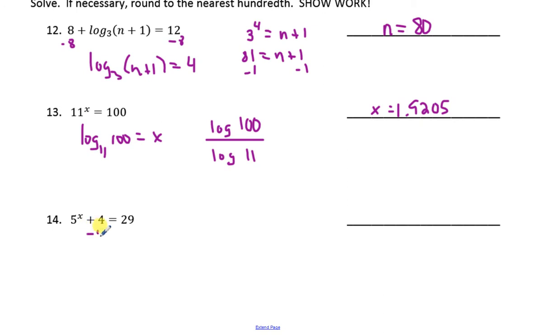This one, we get the x by itself, minus 4 from both sides. 5 to the x power equals 25. Now you probably know that x is going to equal 2. But if it was a more complicated problem, we would rewrite this as 5 to the x equals 5 to what power? And now x has to equal 2, if you notice that.